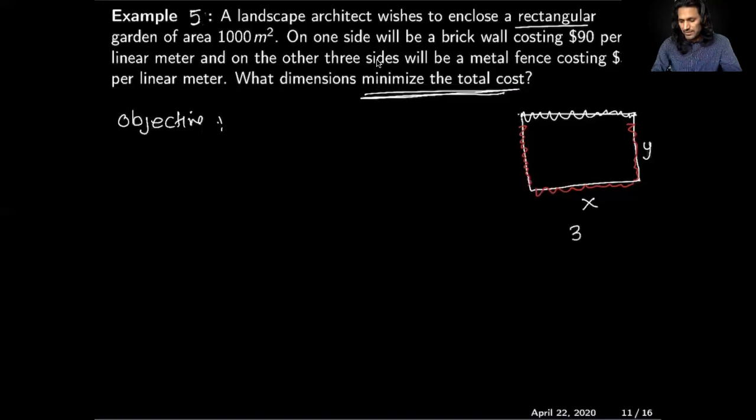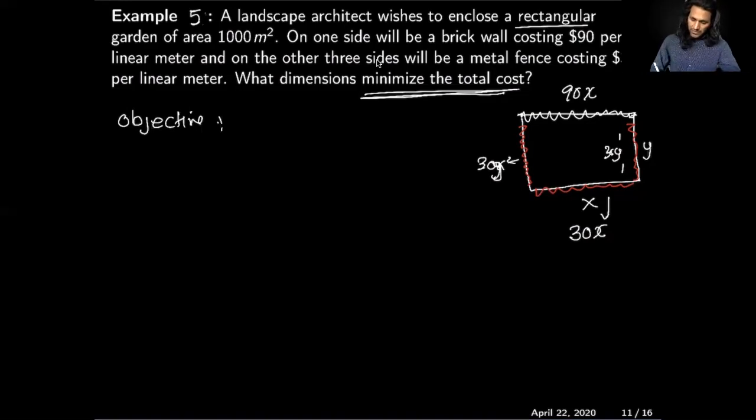it will be 30x, the cost of this side to build, and 30y will be the cost of this side to build, because this is y. But here, which is the x length, x units, 90x is the cost to build that length.